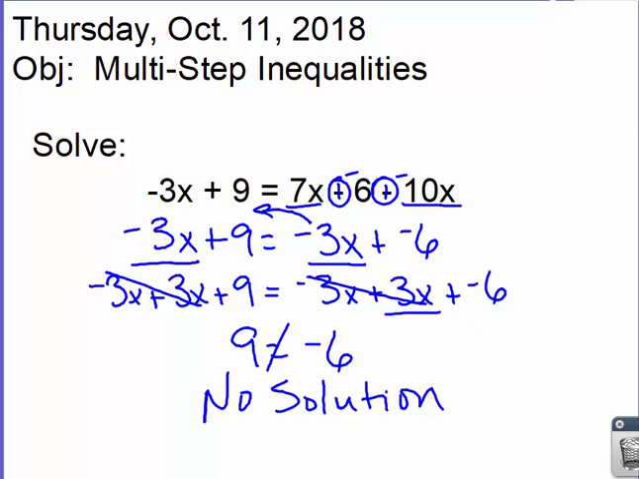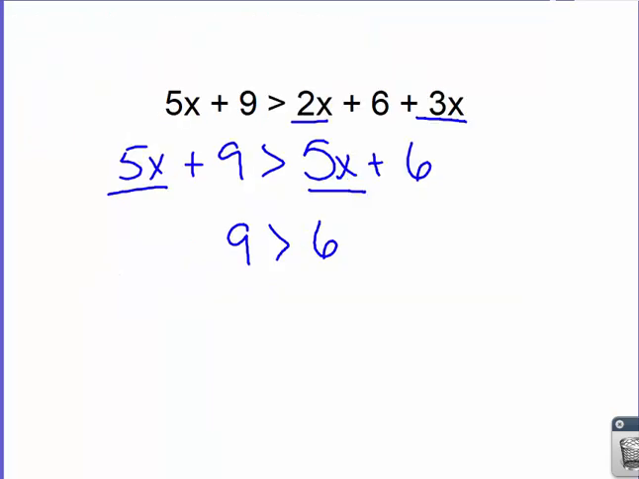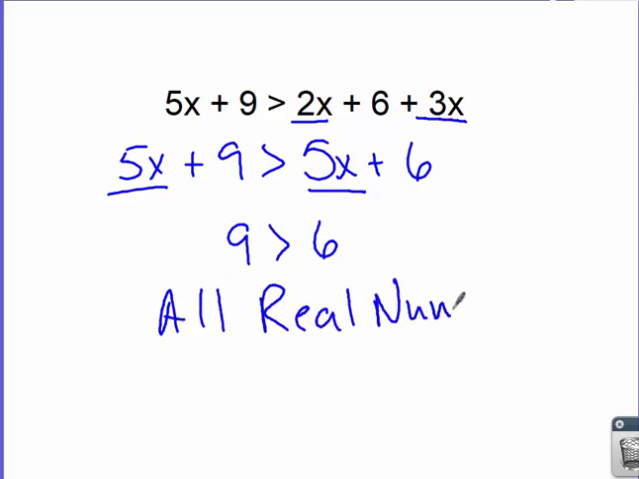Now with an equation, with this problem right here, if my numbers made a false statement, you would say no solution. If it made a true statement though, you would say all real numbers. But with inequalities, what we have to look at is, is that statement true or false? Is 9 greater than 6? And it is. So this particular problem is all real numbers. Now if it made a false statement, let's say it said that 9 was less than 6, then we would say the answer is no solution.